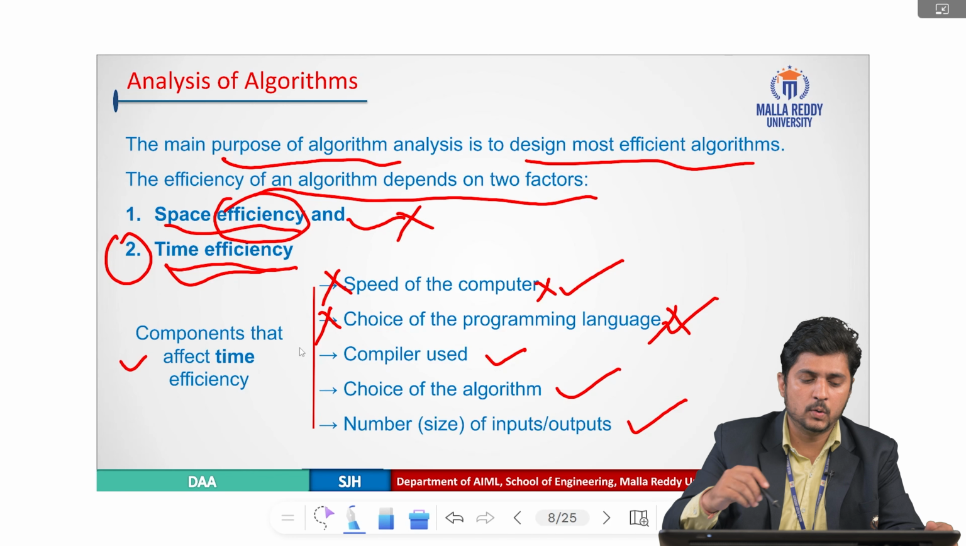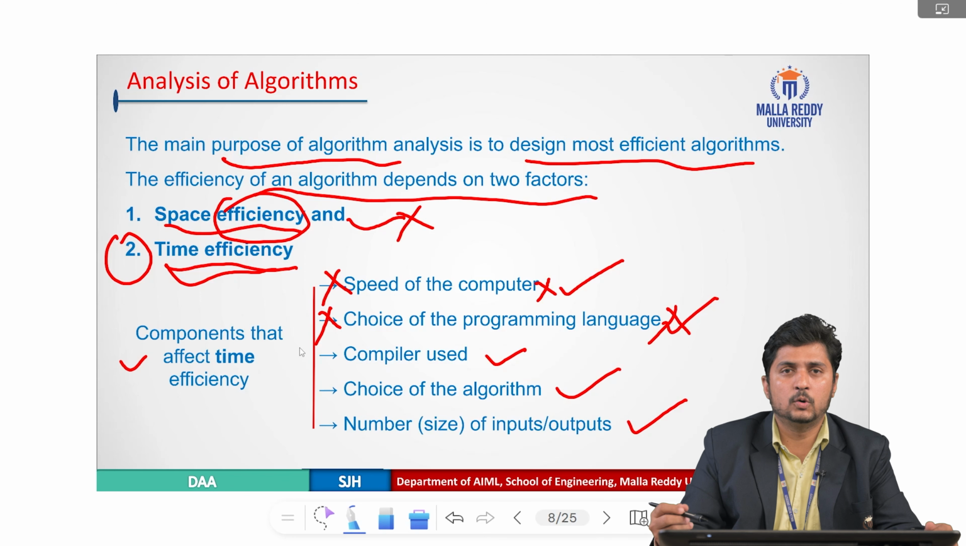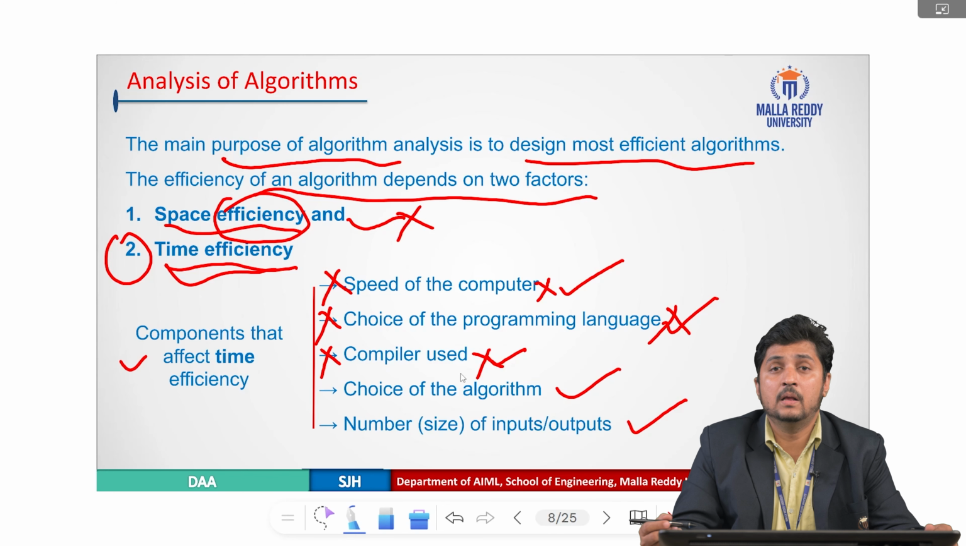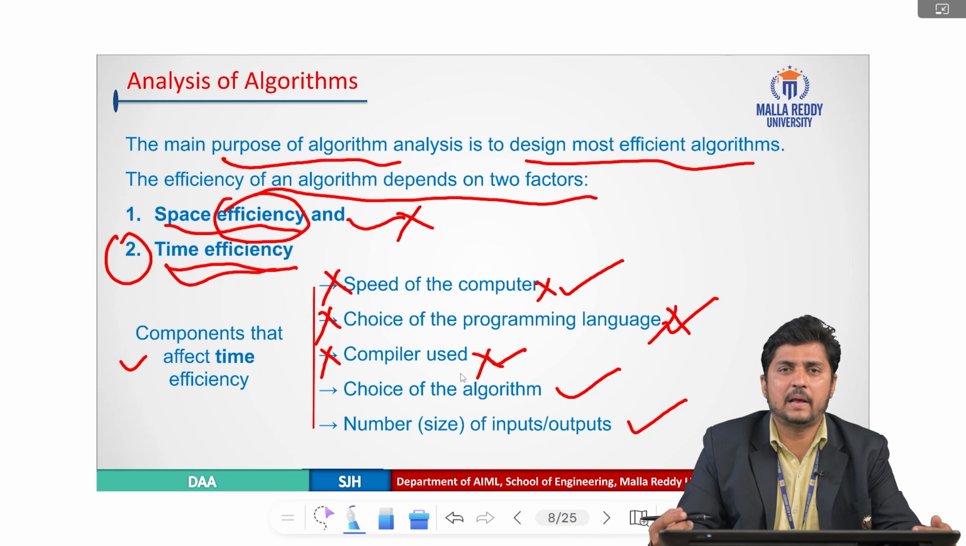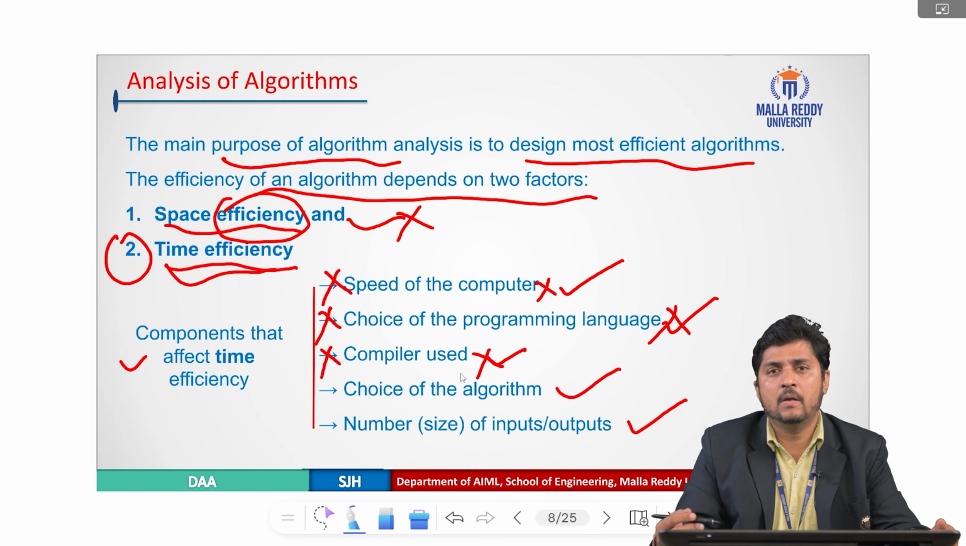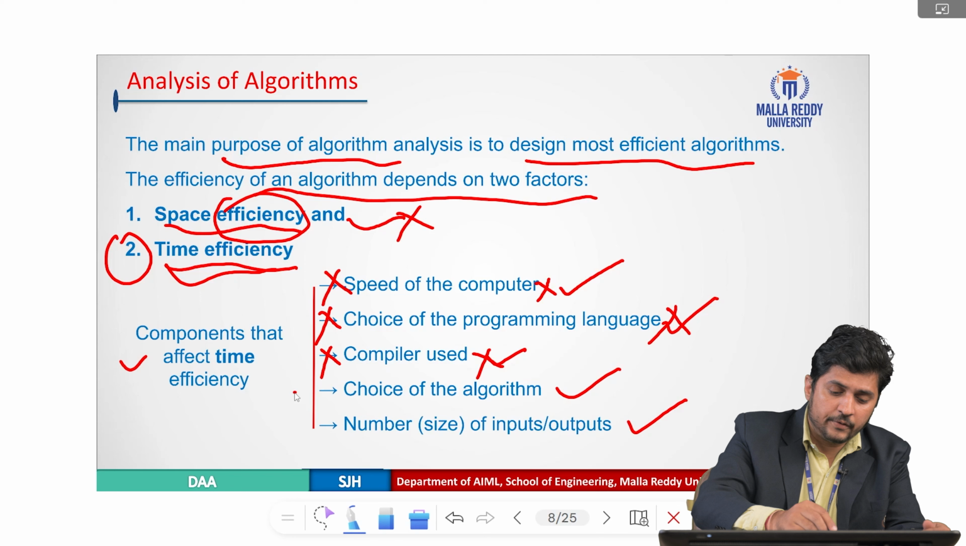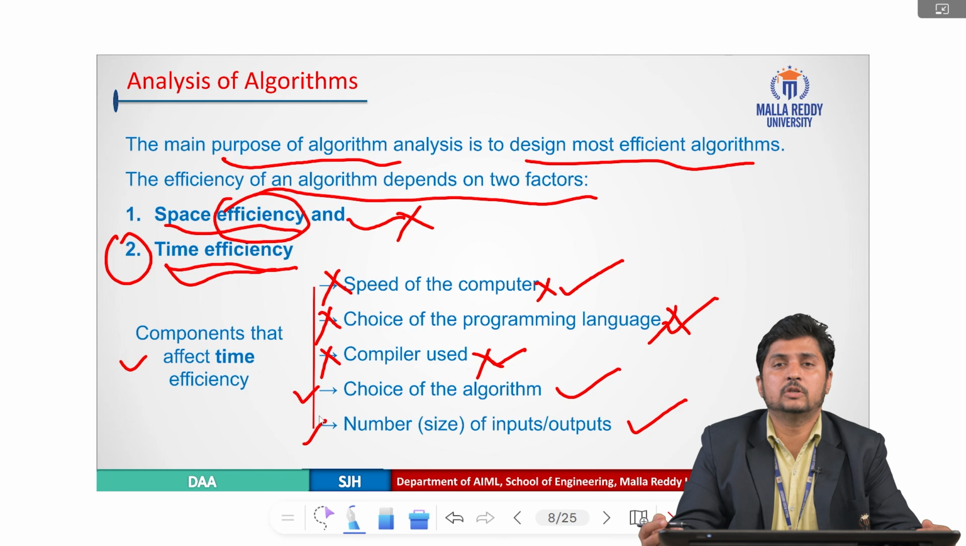So hence we are not going to include the second component as well to analyze the time efficiency of the algorithm. Coming towards the third one, the compiler: what type of compiler we are going to use? For basic programming languages like Java, we are going to use a compiler. When it comes to Python, we are going to use an interpreter. So again, we cannot decide or conclude the efficiency of any algorithm with respect to the compiler used. So we focus purely on the choice of the algorithm.